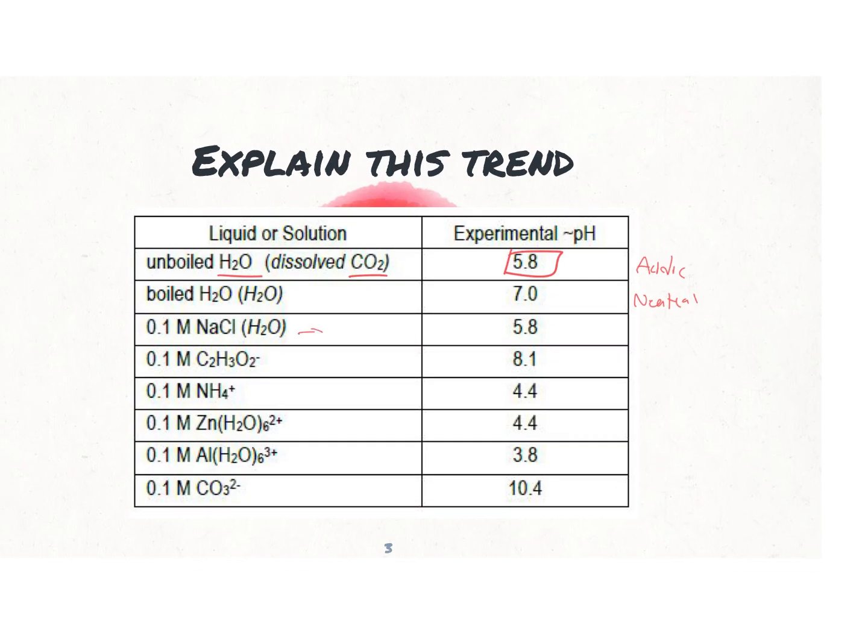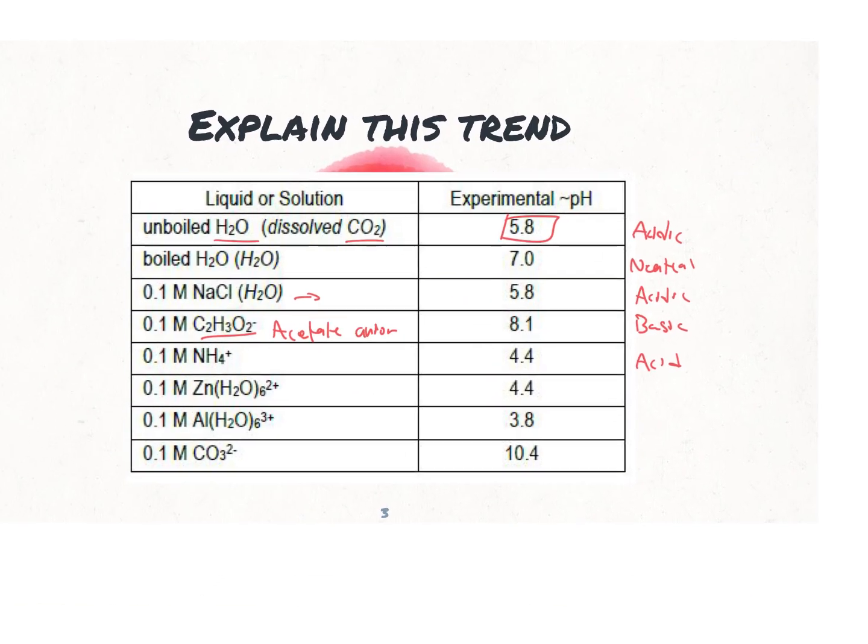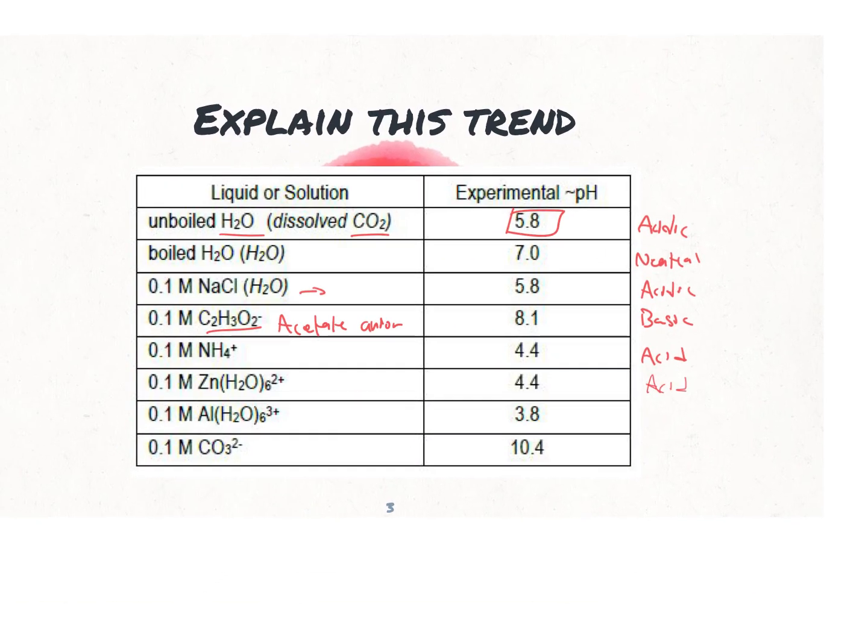If you dissolve NaCl, you get an acidic solution. If you dissolve acetate, this is the acetate anion, we'll get a basic solution. If we dissolve NH4+, we get acidic. This zinc salt here, which is a cation, is also acidic. An aluminum cation is also acidic. And then finally, CO3 2-, which is carbonate. This is basic.